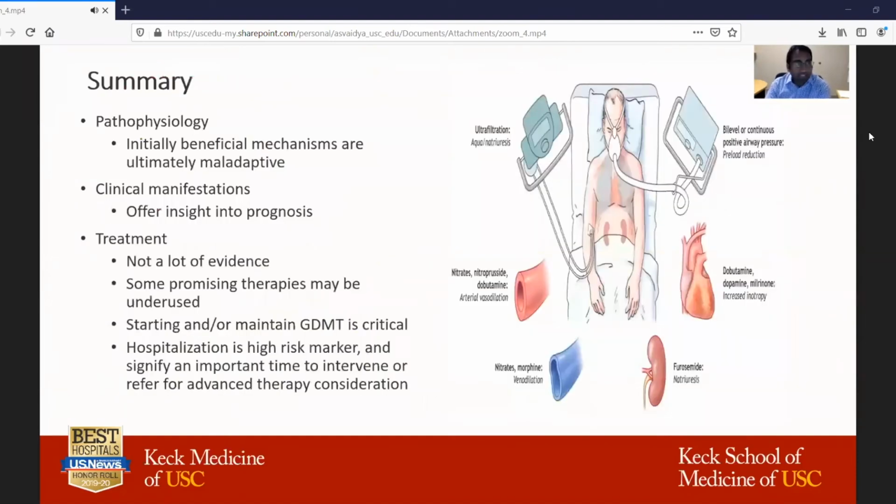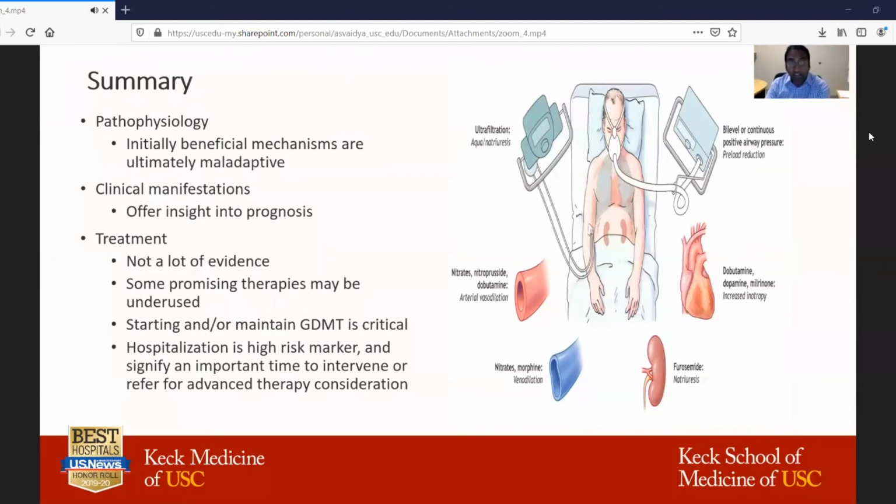So to summarize our last minute here, the pathophysiology of heart failure is initially beneficial mechanisms that ultimately become maladaptive. So we adjust our therapies based on our knowledge of pathophysiologic mechanisms. Your clinical manifestation, how you examine them in the emergency room, really offers insight into not only how you're going to treat them in the acute setting, but also into their prognosis. Treatment-wise, there's not a lot of evidence for many of these therapies, but there are some promising therapies that may be underused in the acute setting.